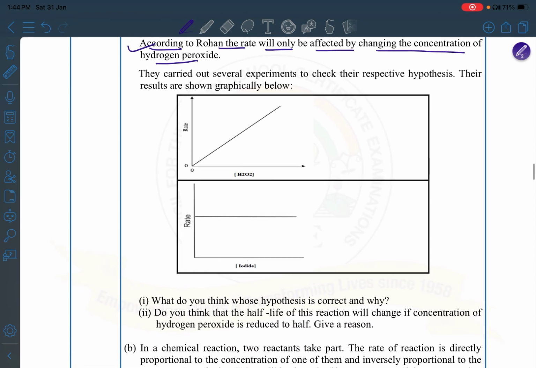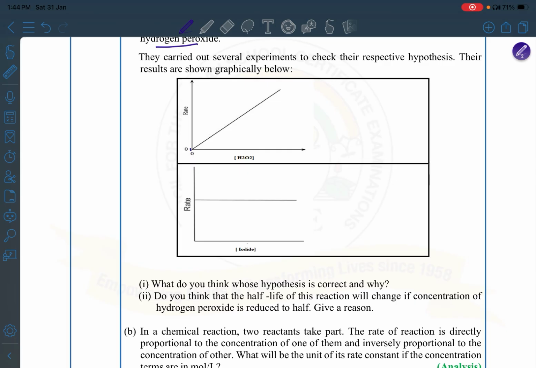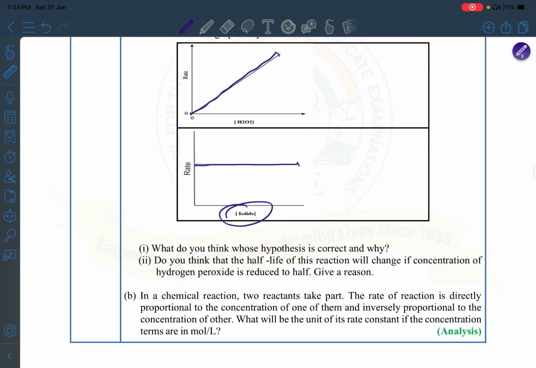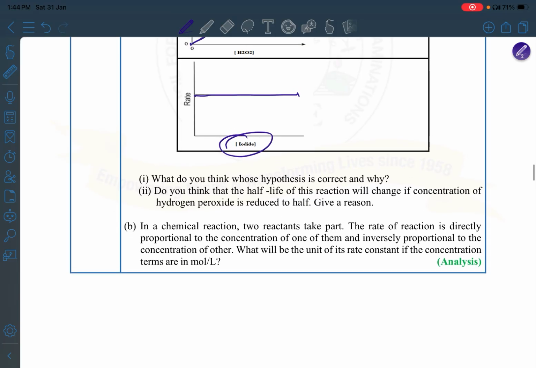Okay, then this is the graph for the first order. This graph is correct, and for the first order, this graph is also correct. Fine, because iodide doesn't matter, it is a catalyst, so the concentration of catalyst doesn't affect the rate of reaction. Then, whose hypothesis is correct and why? So we know that Rohan's hypothesis is correct, because the concentration of catalyst doesn't affect the rate.